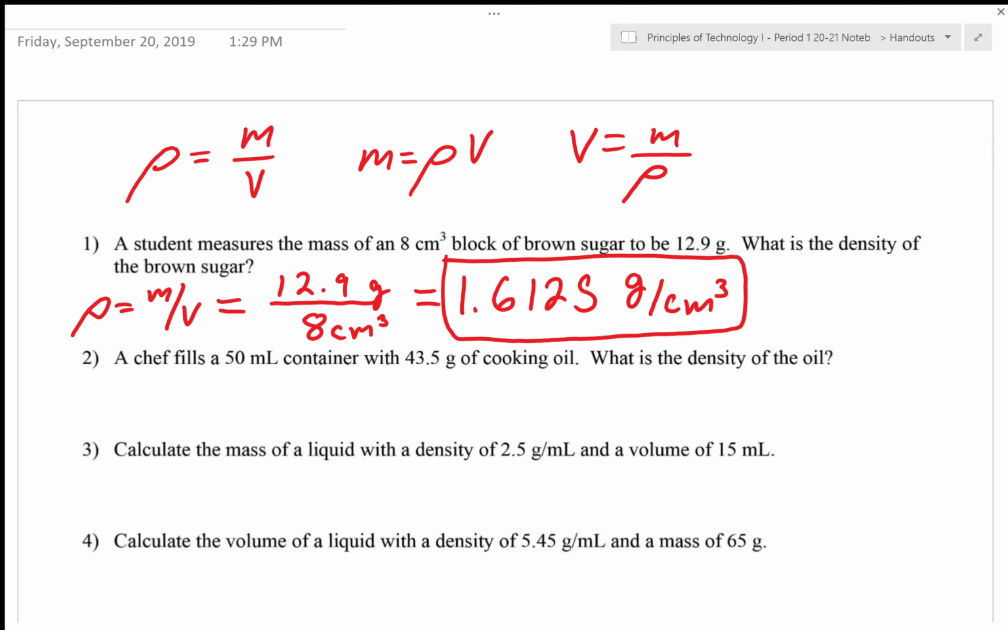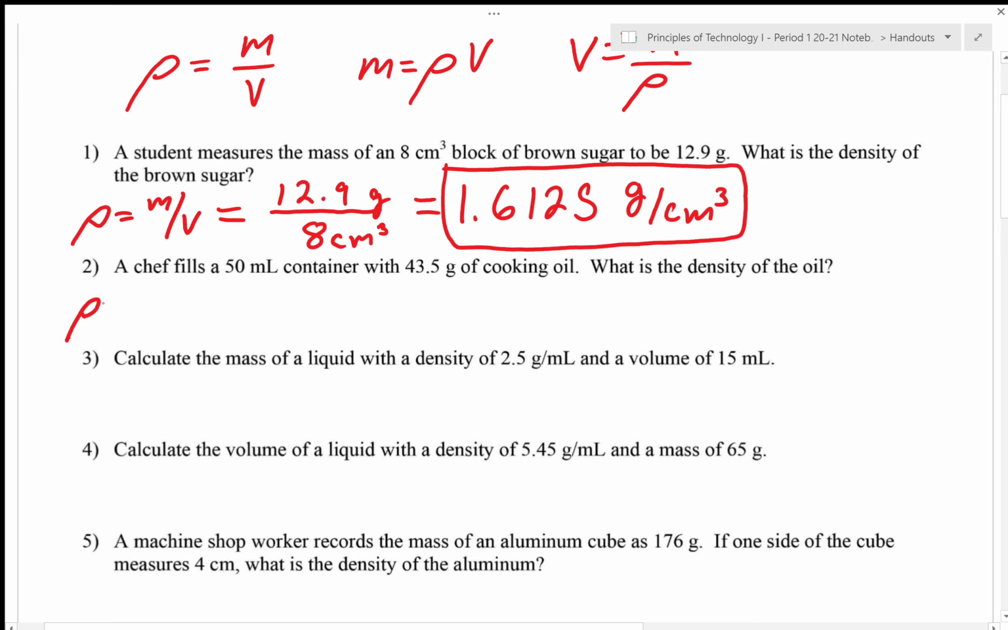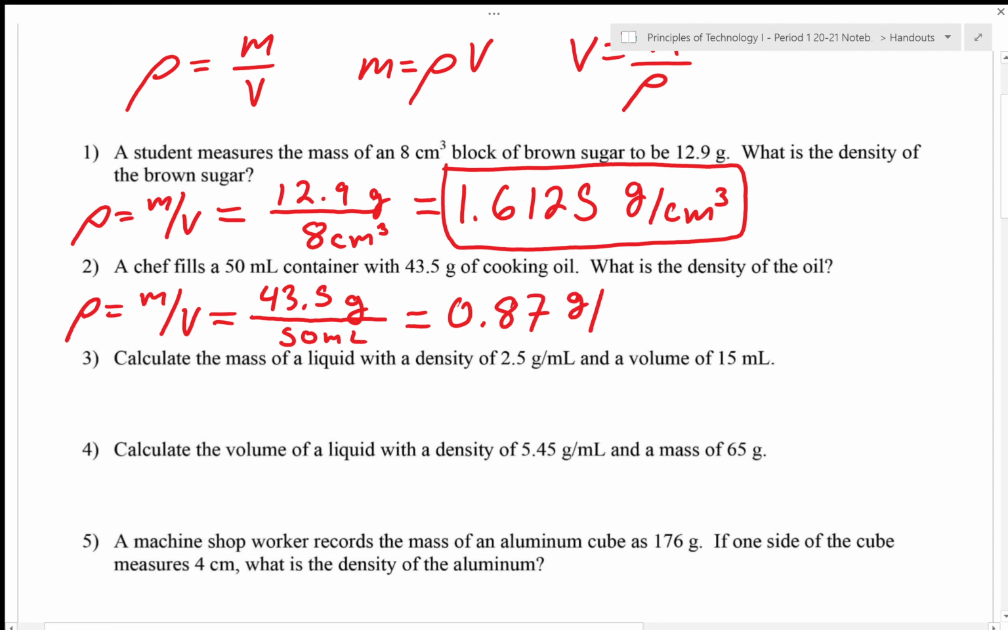Question number 2, very similarly, wants to know the density of oil, so we're going to again use density is equal to mass divided by volume. In this case, we have 43.5 grams of cooking oil that we're going to divide by its volume of 50 milliliters. If you take 43.5 divided by 50, you will get 0.87 grams per milliliter.